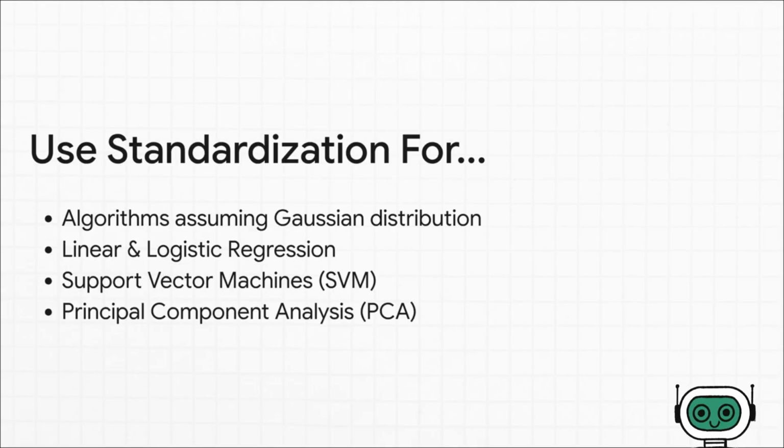And what about standardization? Honestly, this is often the safer default choice, especially for models that do have assumptions about your data. Things like linear regression, logistic regression, and support vector machines. They often perform better when the features are centered at 0. And for something like principal component analysis, or PCA, well, it's absolutely essential. The whole method is based on variance, so you have to standardize first.